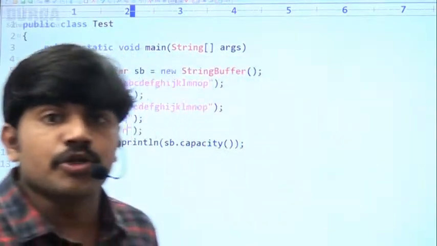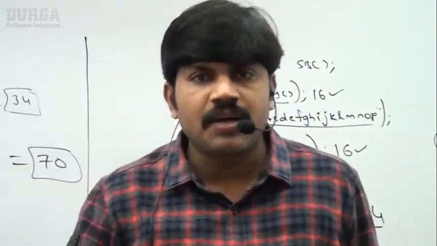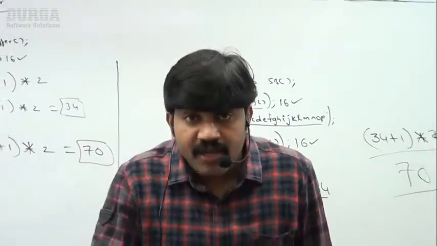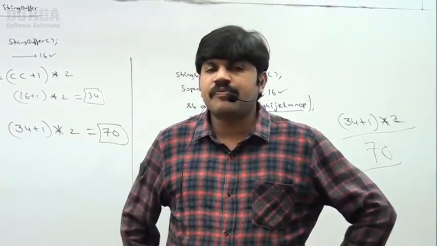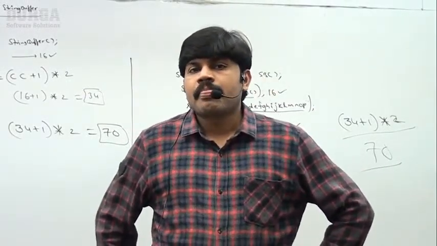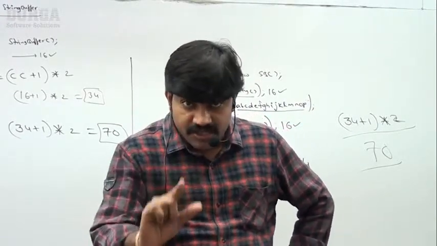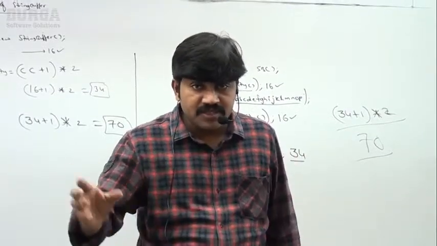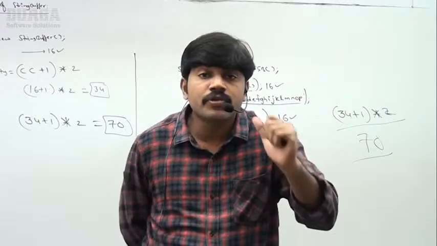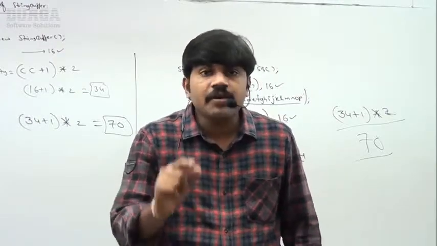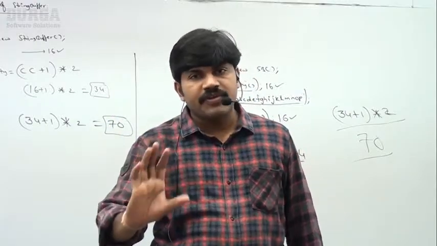This is what you people should be aware of: how the growable nature comes for the StringBuffer because of this internal story. Clear, right? What is the default initial capacity for StringBuffer? 16. If a StringBuffer reaches its max capacity, a bigger StringBuffer object is going to be created with what capacity? Current capacity plus 1 into 2 is the formula. You people should be aware clearly.